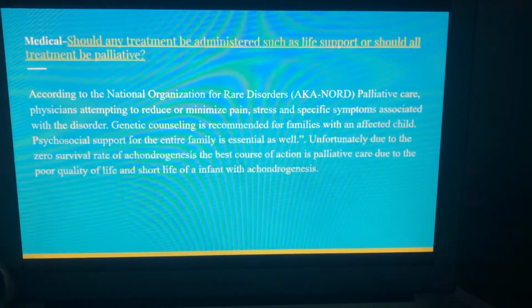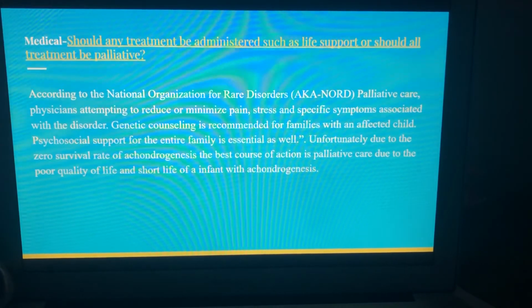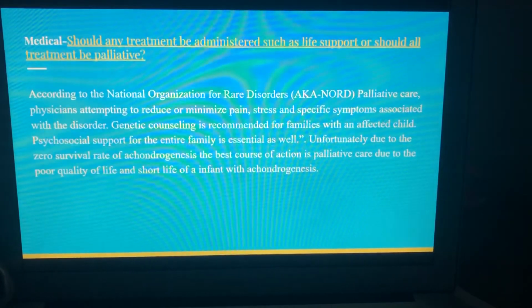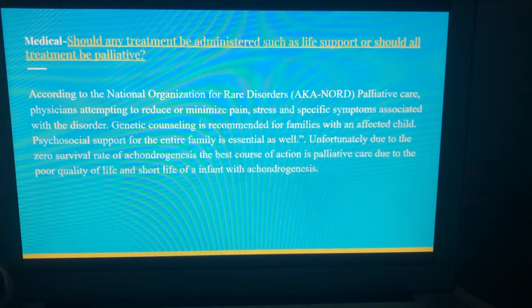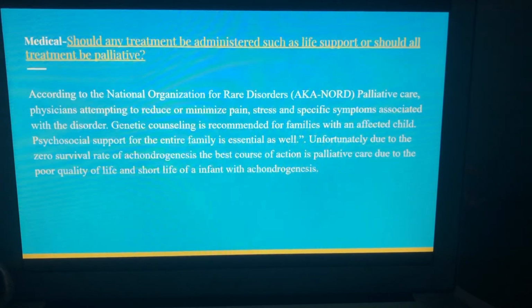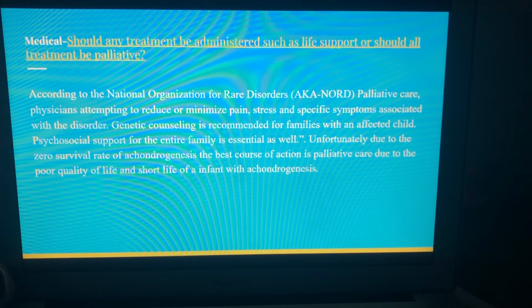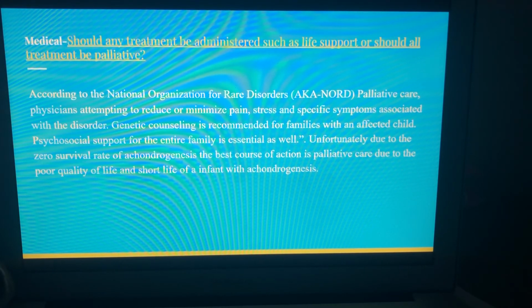So a medical question is, should any treatment be administered such as life support, or should all treatment be palliative? Since I'm not a doctor, I turn to research and actual medical doctors, and according to the National Organization for Rare Disorders, aka NORD, palliative care is the best answer, with physicians attempting to reduce or minimize pain, stress, and specific symptoms associated with the disorder. Genetic counseling is recommended for families with an affected child. Psychosocial support for the entire family is essential as well. Unfortunately, due to the zero survival rate of achondrogenesis, the best course of action is palliative care due to the poor quality of life and short life of an infant with achondrogenesis.